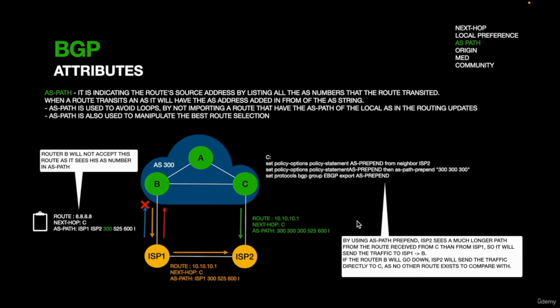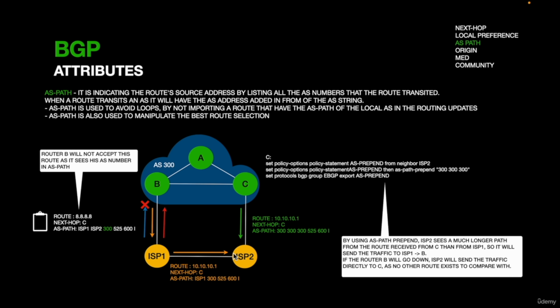When a route will transit an autonomous system, it will have the autonomous system number added in the form of the AS path. AS path is used to avoid loops by not importing routes that have the local AS in the AS path in the routing updates, and AS path is also used to manipulate the best route selection. So what do I mean?